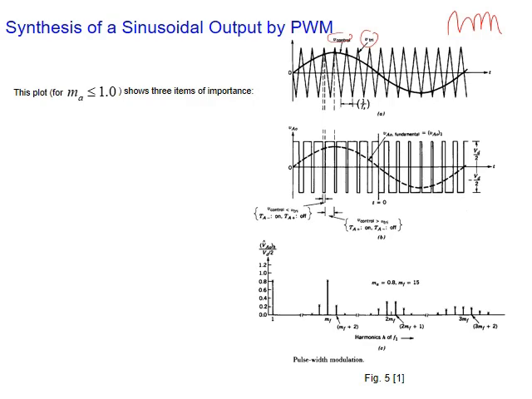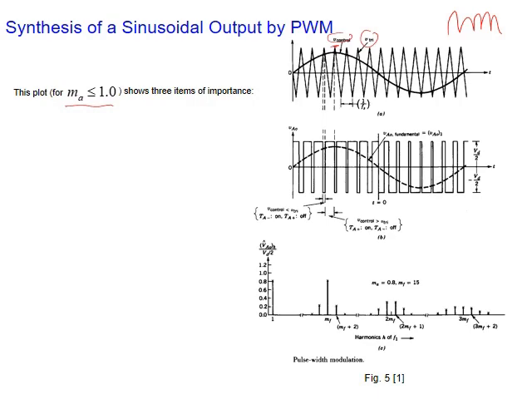Now let me start by assuming that MA is less than 1, because we are going to see later when it is greater than 1. What is the meaning of MA less than 1? Just a minute. MA is V control over V triangle, and as you can see here, the peak of the V control is always lower than the V triangle, so MA is always lower than 1. This is the situation of what we call linear mode.